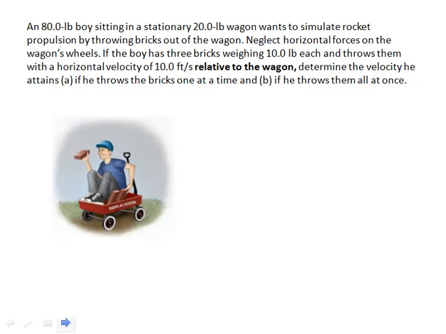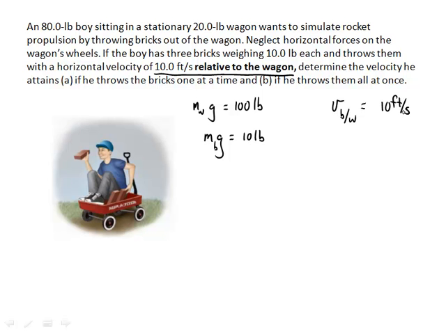I have an 80-pound boy sitting in a 20-pound wagon. So let's just call the mass of the wagon 100 pounds, because the boy's never going to be out of the wagon. And he's going to simulate rocket propulsion by throwing bricks. Now, the idea here is that I have bricks with a mass and actually a weight of 10 pounds. So this should be the mass of the wagon times g, and this will be the mass of the bricks times g. And he can throw them at 10 feet per second, but that's relative to the wagon. So the velocity of the bricks relative to the wagon is equal to 10 feet per second. And I'm going to assume he's throwing them to the left.